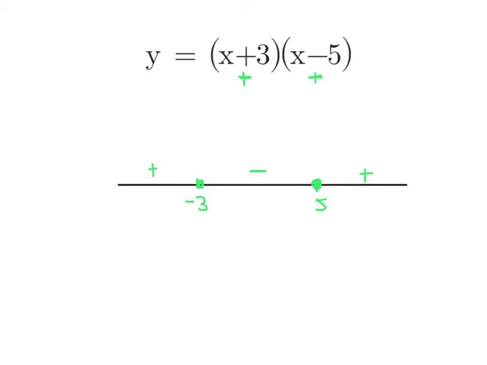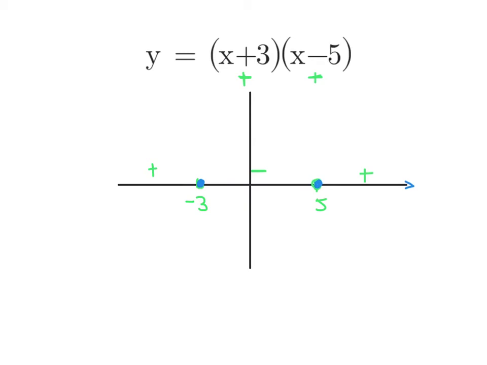Like I said before, we were using this to solve inequalities, and now we want to use it to come up with a graph. To do that, let's treat our sign chart, the line, as the x-axis. Then that's going to mean our y-axis would be about right here. Now, we already have our two x-intercepts happening at -3 and +5.